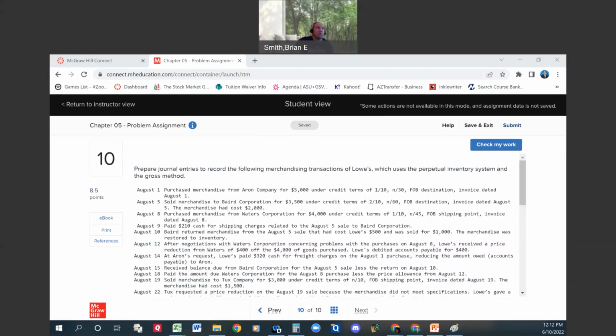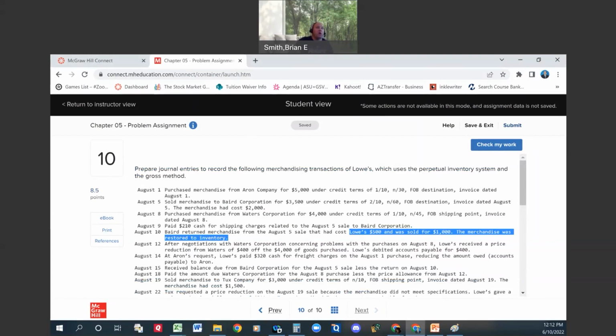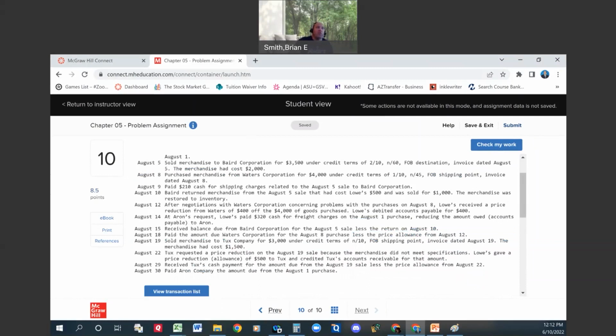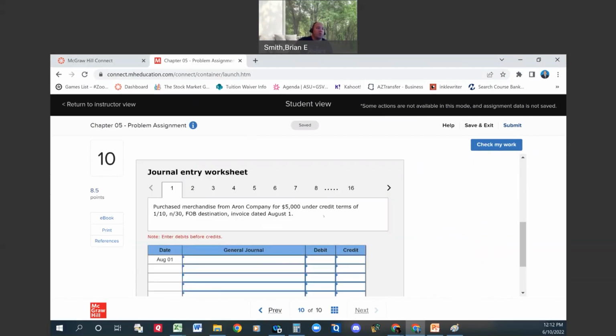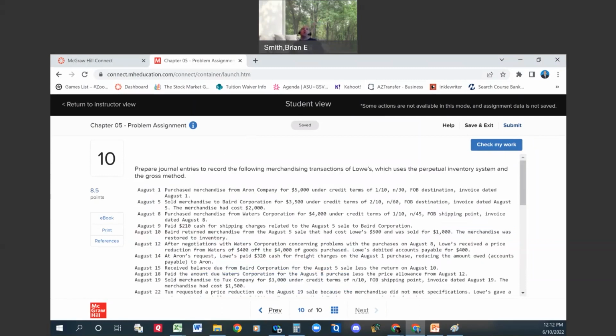All right, here's number 10. This is a beauty. Oh man, I'm already getting excited. I love this one. This one's like a really cool problem. This one you're basically going to be running a company. I mean, you've got a lot here, okay?